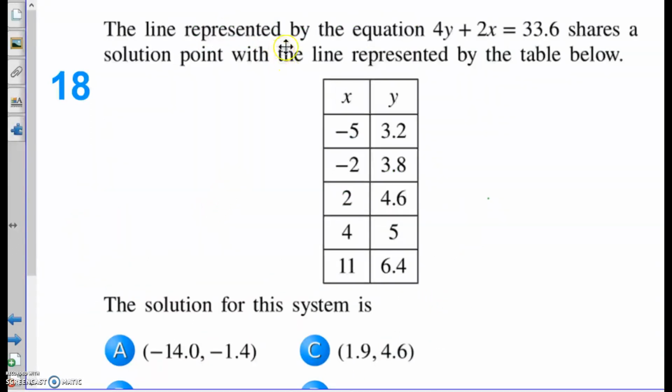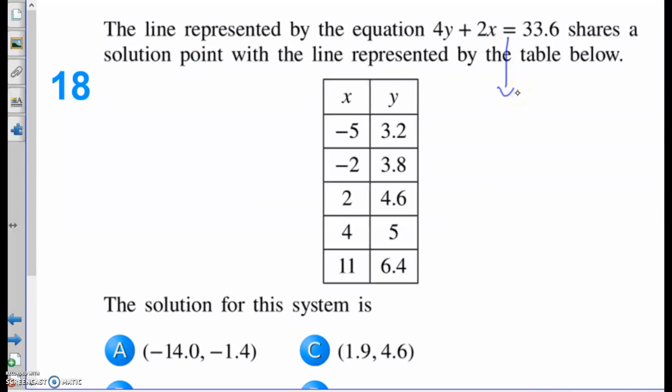Number 18, the line represented by the equation 4y plus 2x equals 33.6 shares a solution point to the line represented in this table below. What is that solution point? This is a rough question, I'll be honest with you. A couple of things. First of all, we want to put this in standard form.